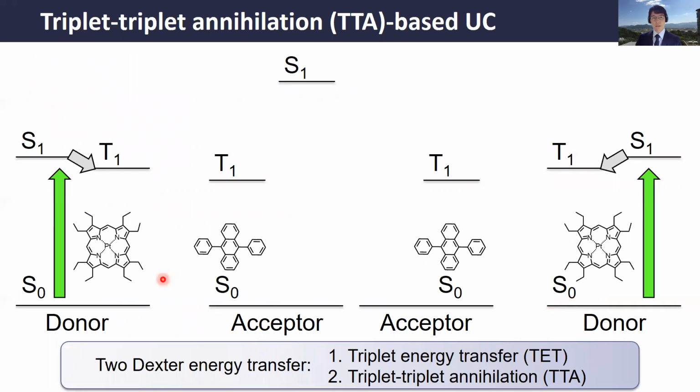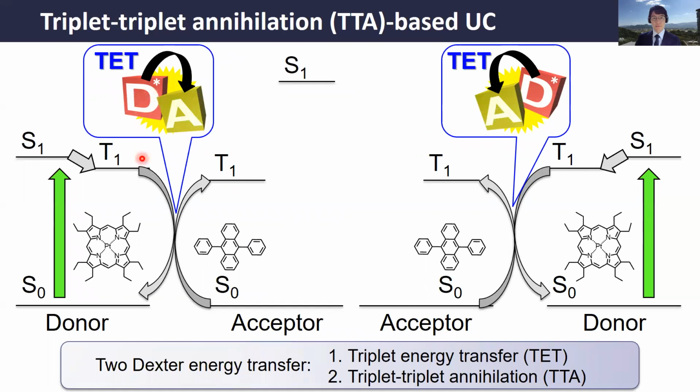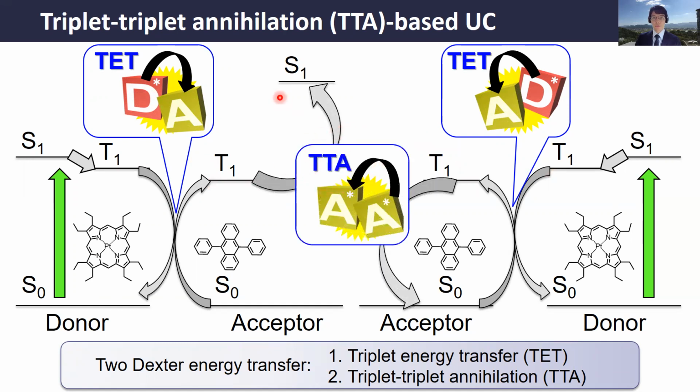Here is the mechanism of triplet-triplet annihilation TTA-based upconversion. You need a combination of a triplet donor and a triplet acceptor. The donor first absorbs the light, and then goes through intersystem crossing to become a triplet state. This triplet state transfers energy to the acceptor through the Dexter energy transfer, TET, process. These sensitized acceptor triplets again meet to undergo TTA to produce one higher energy S1, and one goes back to the ground state. Then you can get upconverted emission from this higher energy singlet state. The key here is that you need two times of the Dexter energy transfer process, TET, and one time of the TTA process.